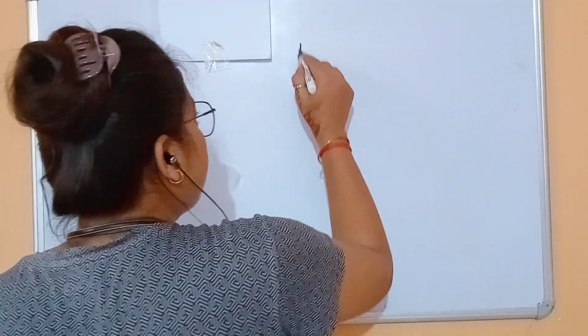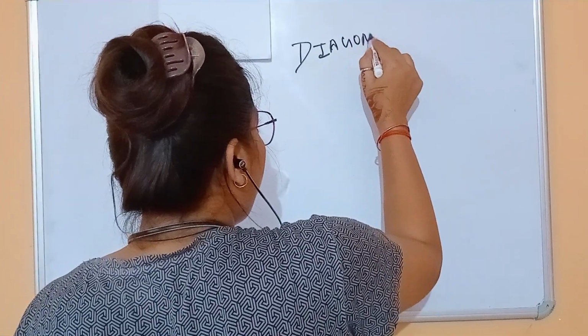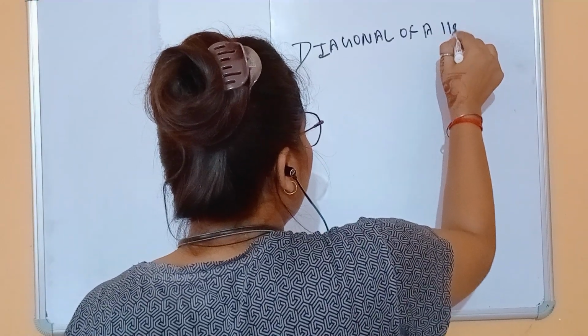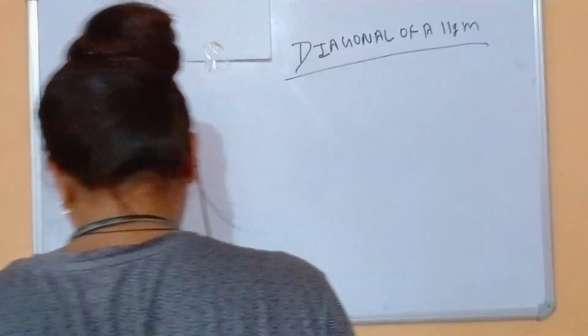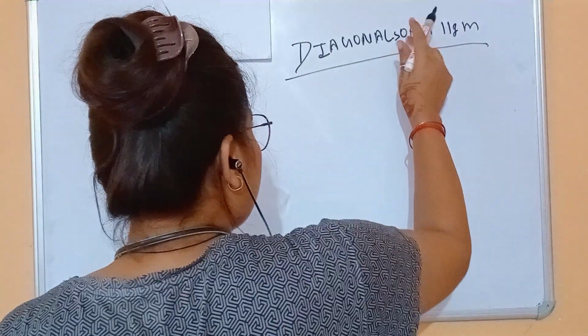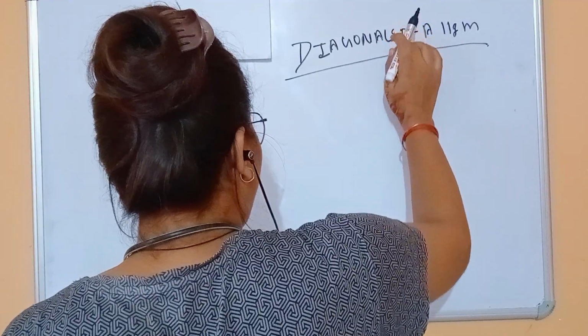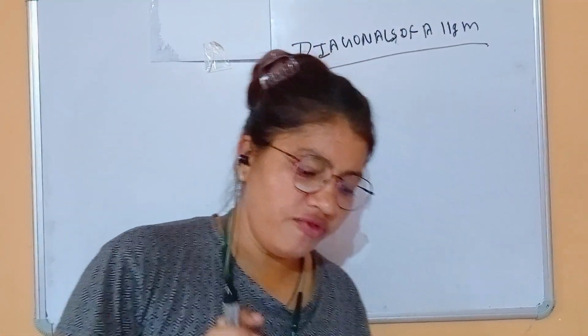So here written next property is diagonal of a parallelogram. First say diagonal of a parallelogram. We can write parallelogram with this sign also. That's also true. So diagonals, because there are two diagonals in a parallelogram. So write the diagonals of a parallelogram in general are not of equal length.